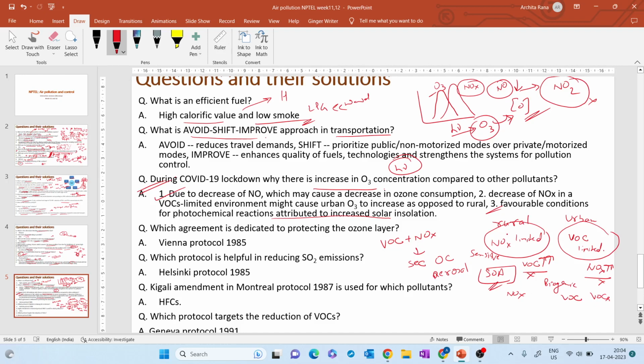So the second point is that a decrease in NOx will affect the VOC-limited environment, which is this, because VOC is already low here and now NOx has also decreased. In a region where VOCs are already less and now NOx is decreasing, what will happen? There is no sink of ozone left. That is one of the reasons why urban ozone increased compared to rural.